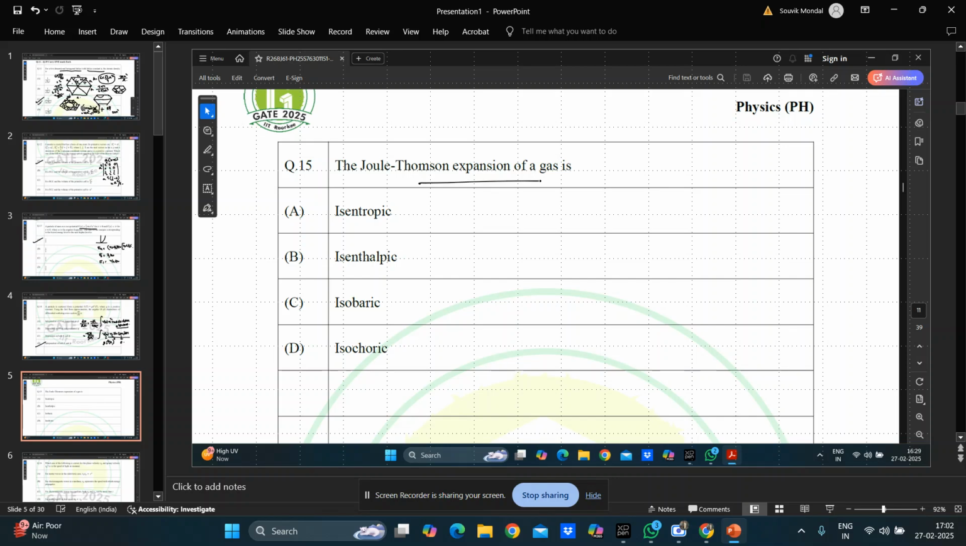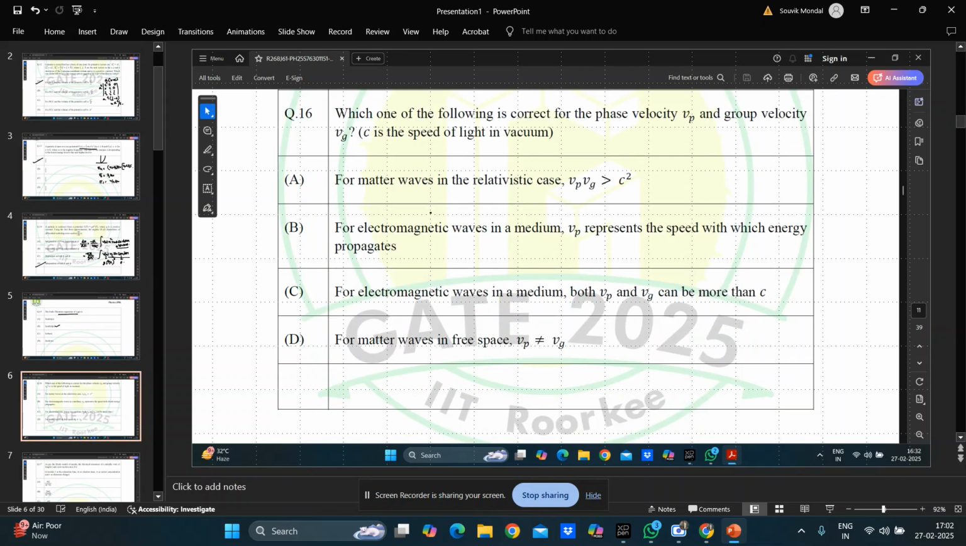A Joule-Thomson expansion is an isenthalpic process. You have to know it.